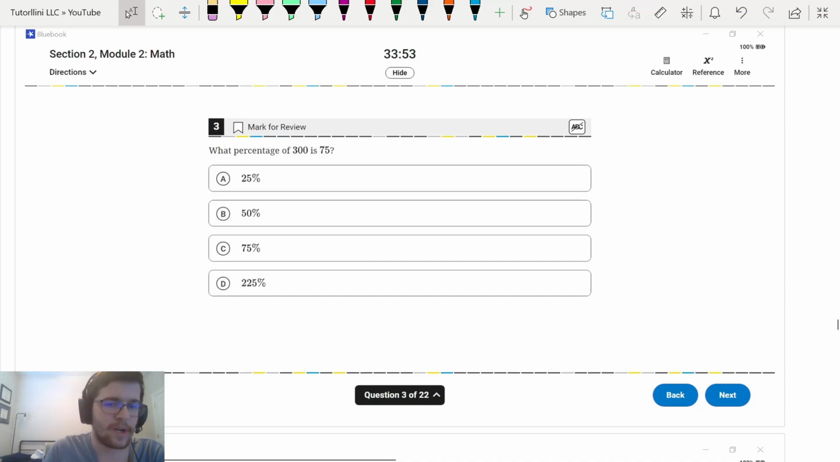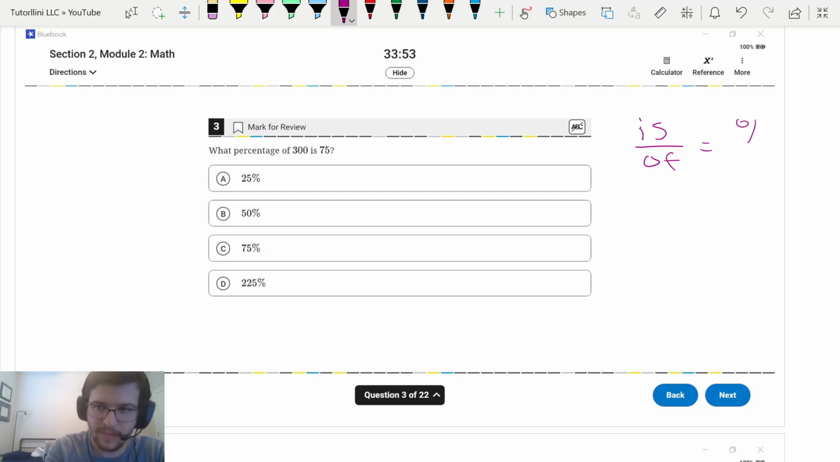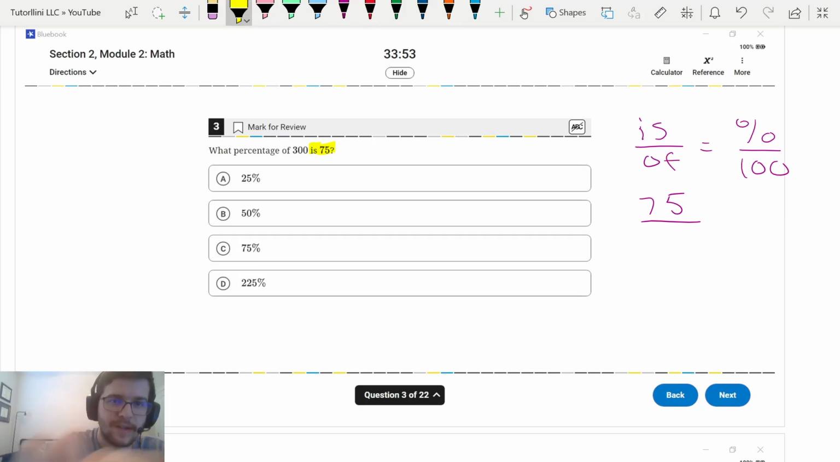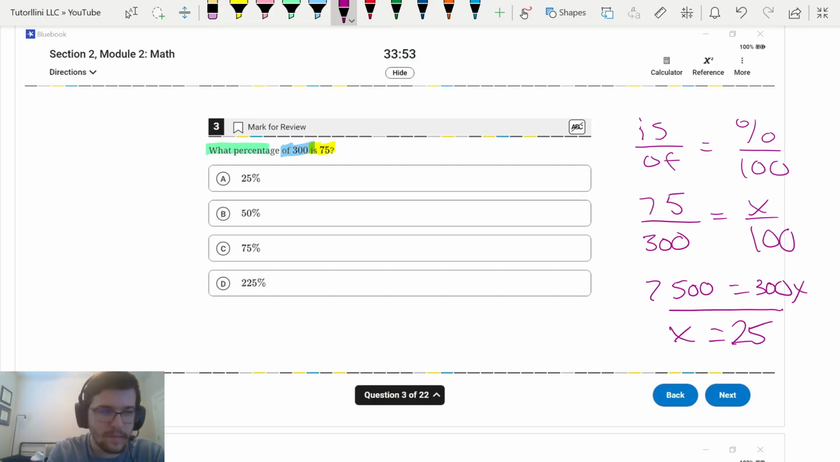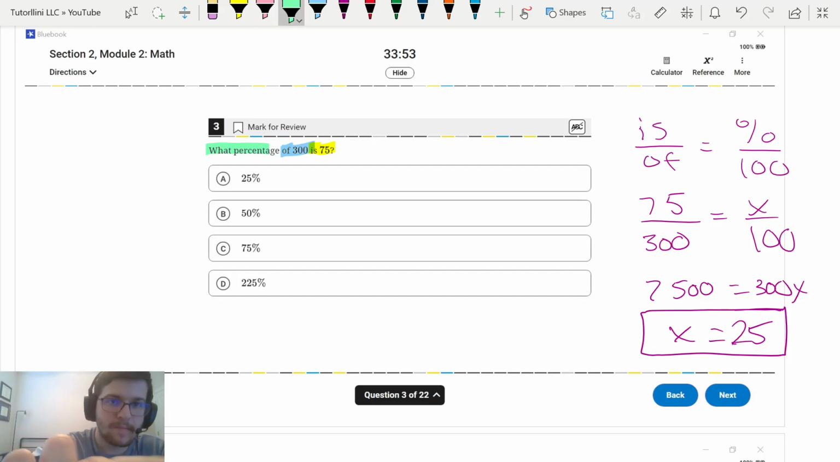All right, so, you could do part over whole times 100. Or you could use this formula: is over of equals percent over 100. So the thing next to is 75. The thing next to of is 300. And the thing next to percent is what? So we can call that x percent. Multiply both sides by 100 or cross multiply, whatever you want to do. I'll just cross multiply. So 7,500 equals 300x. Now I'm going to divide both sides by 300. Let me make sure I get the right answer. And I get 25. So 25%, which is A.